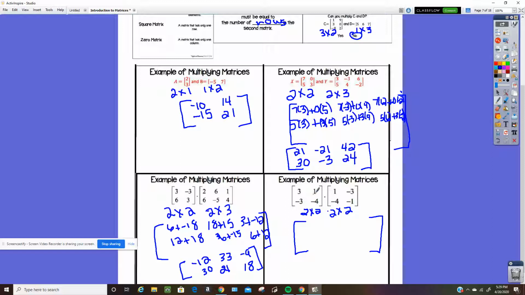So once again, I'll just write the products and sum them together. 3 plus -4, and then -9 plus -1, and -3 plus -12, and the final one would be a 9 plus 4. So now if I just do the math here, it's -1, -10, -15, and 13.